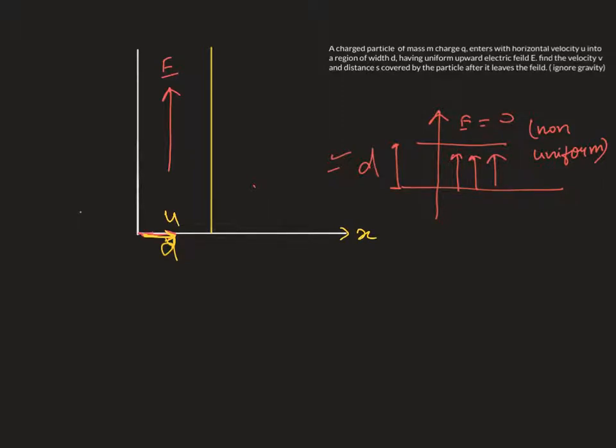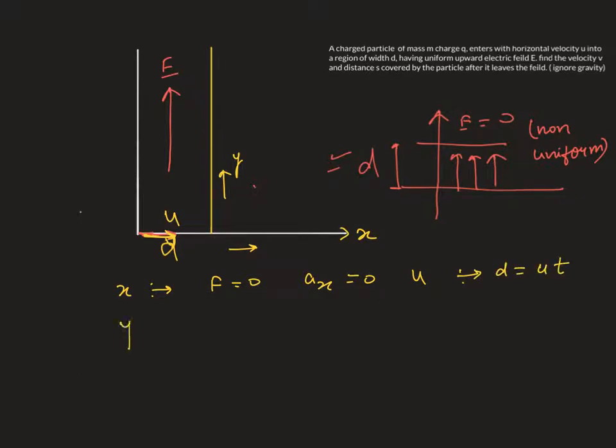So, as we can see, there are two motions, one along the x-axis and the other along the y-axis. For the motion along the x-axis there is no force, no acceleration, and the particle is going to move with a constant speed u. So we can very simply say d equals ut.